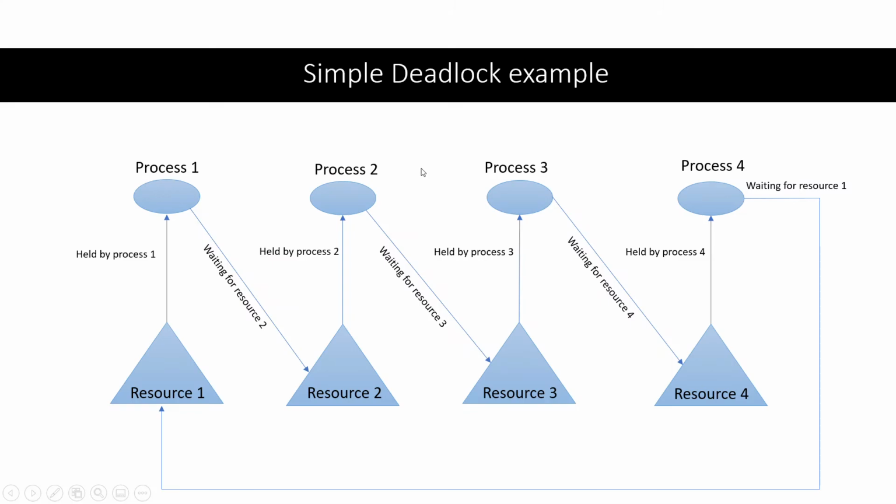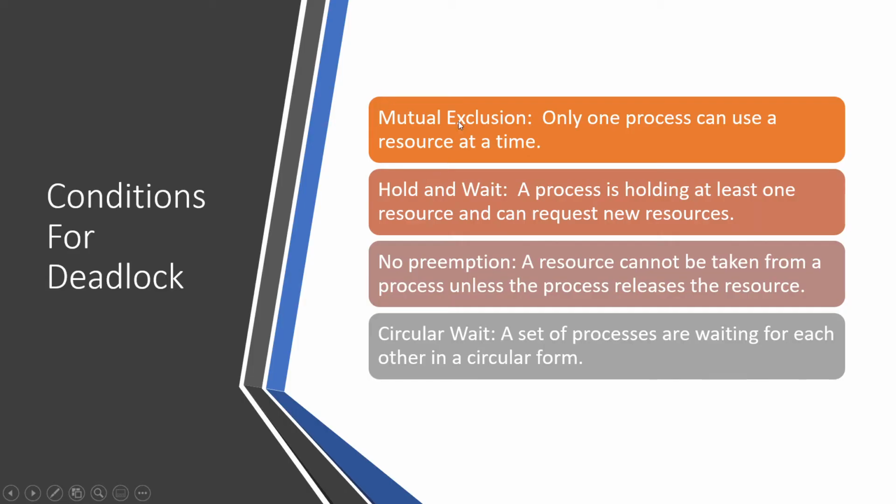To further explain, the first three of these conditions are not sufficient for a deadlock, but are required for a deadlock. So that means that if we have these three first conditions, a deadlock may happen or may not happen. But if we have circular wait, deadlock will always happen.